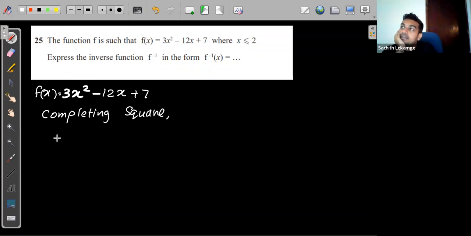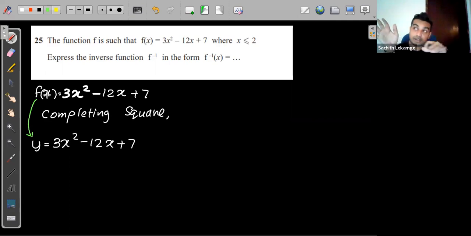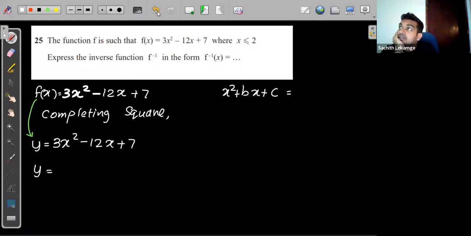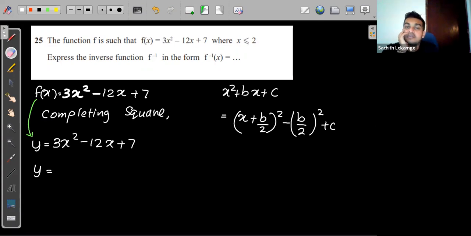So I'm taking 3x squared minus 12x plus 7 equal to y. That's how we need to do it. First, f(x) you are converting into y. That is the first step of taking the inverse function. Follow these steps when you convert anything into an inverse function. f(x) is y. Then, can you remember the function that I gave you? x squared plus bx plus c. When you write it in completed square format, it is x plus b over 2, squared, minus b over 2 squared, plus c. This is what you call the completed square form. You need to follow this formula for any completing square equation.